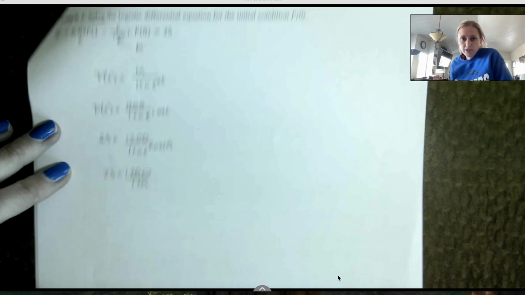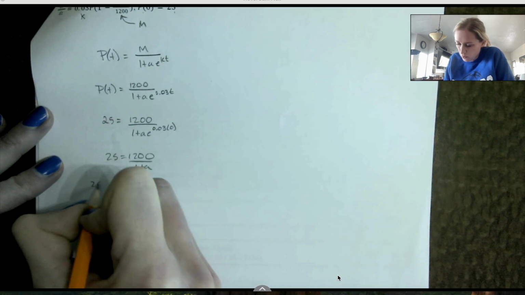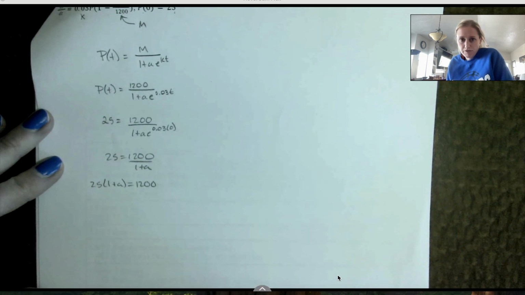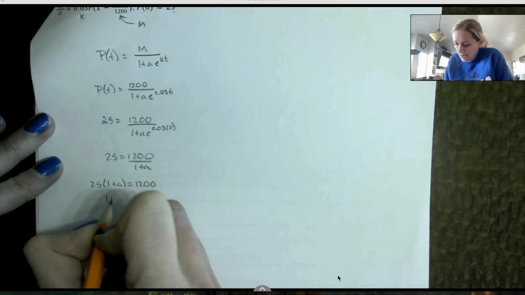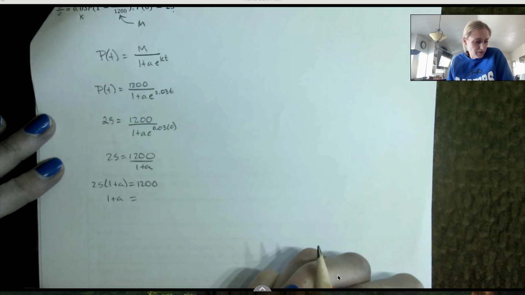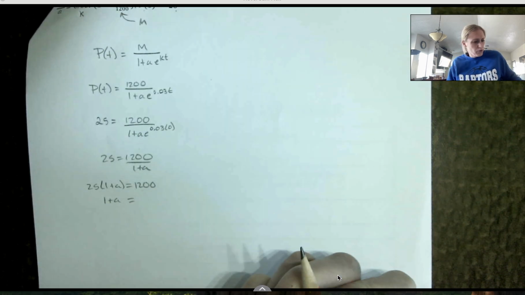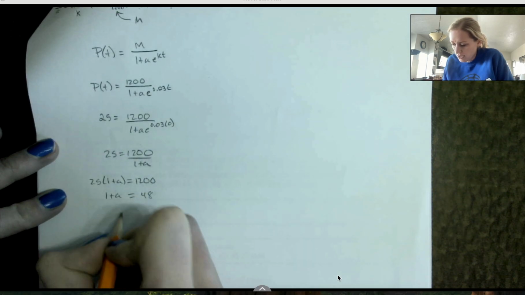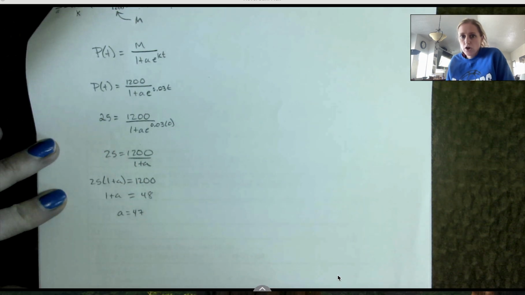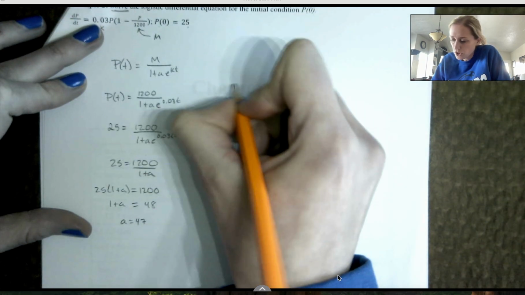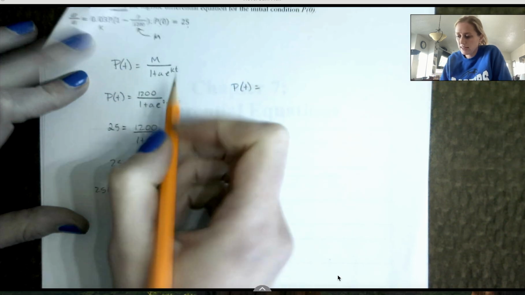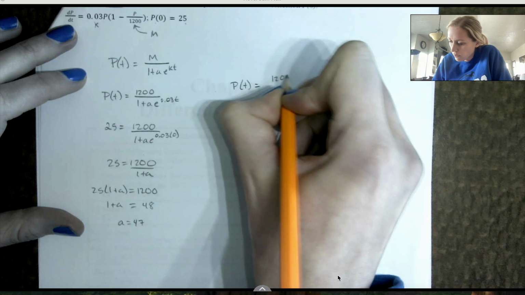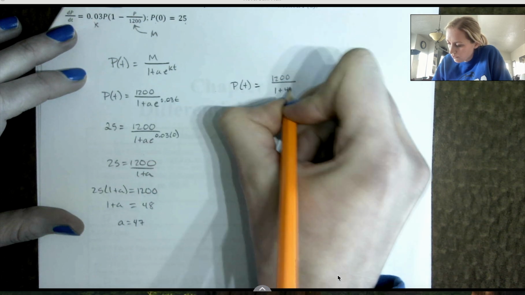I'm trying to solve this for A. So I'm going to multiply the 1 plus A to the other side so that I get it out of a fraction. Divide by 25 on both sides. 1200 divided by 25 is 48. Yes. And then subtract 1, so we get A is 47. So my solution, I'm going to put back in this form, but with all the numbers I now know. Our carrying capacity was 1200. We found A is 47.